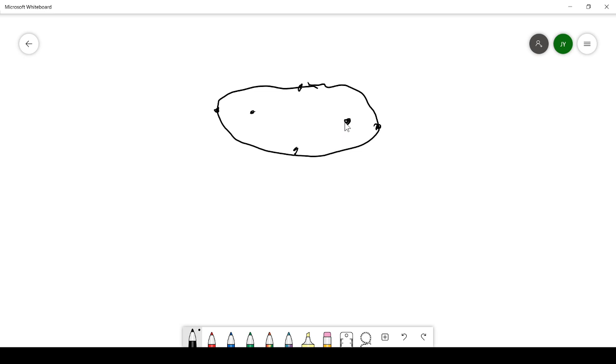Now, these foci exist on the longer side of the ellipse, which means that, see how this is stretched out this way? The foci are horizontal. If this ellipse were to be vertically long, the foci would be vertical here.